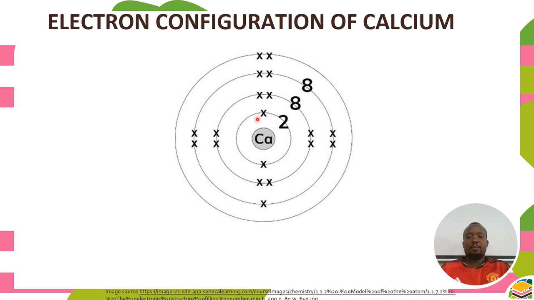So from 18, we are remaining with 10 electrons. Remember, we have assigned 2 electrons in energy level number 1, 8 electrons in energy level number 2. What about in energy level number 3? From our last slide, energy level number 3 will occupy a maximum of how many electrons?